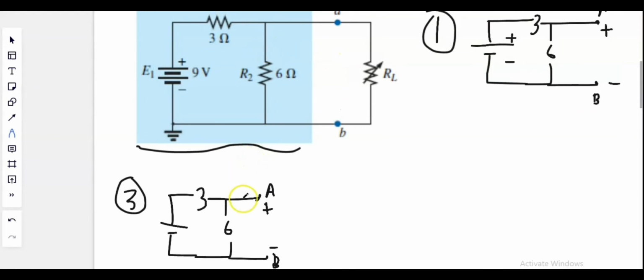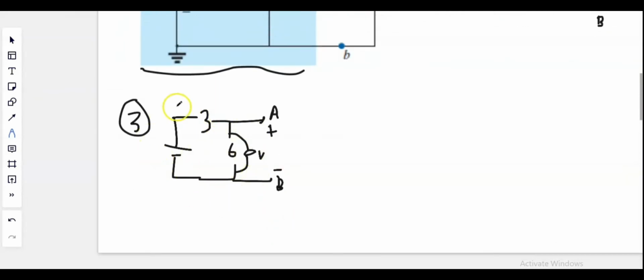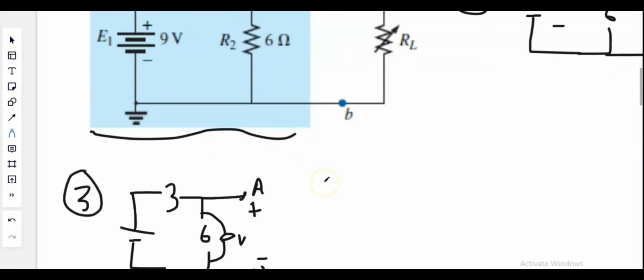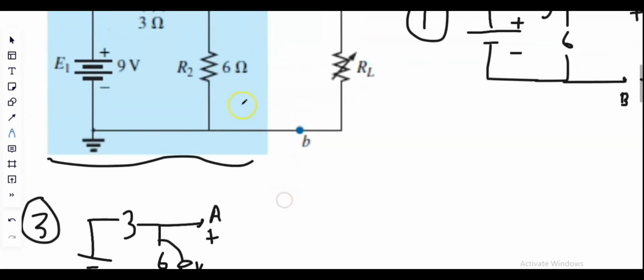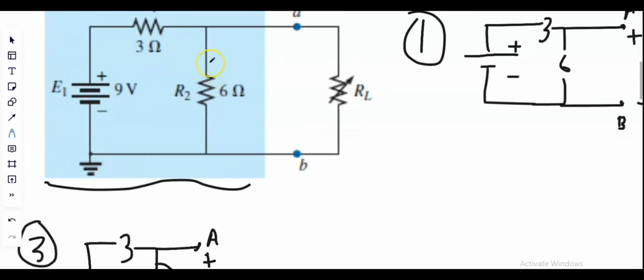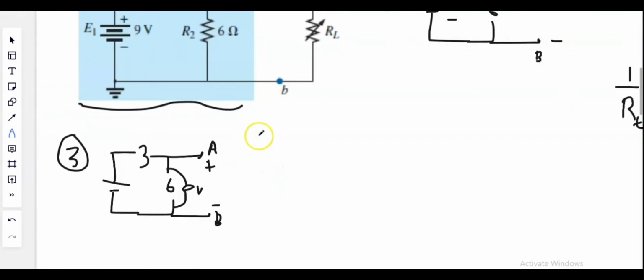Therefore, we connect our voltmeter across this. So basically it's a simple series circuit, and we can use either KVL or KCL, but we don't know the voltage across R1. So we are going to use VDR. What is VDR? VDR is the voltage dividing rule. The voltage dividing rule tells us how much voltage drop is across a resistor in a series circuit, in a series network.